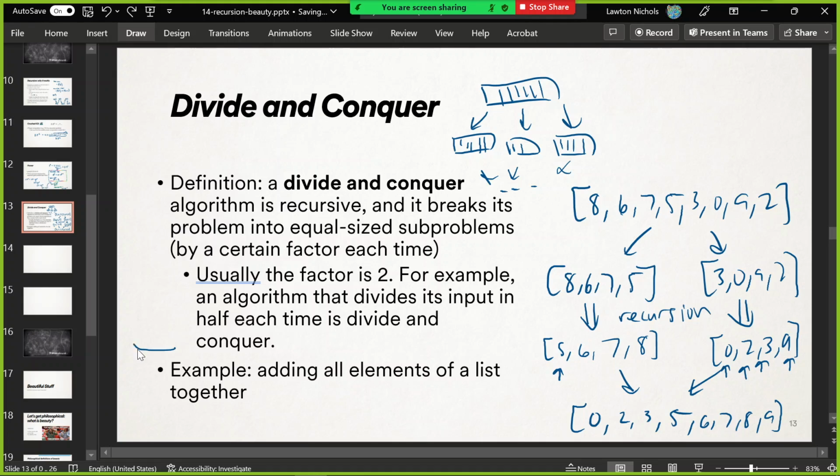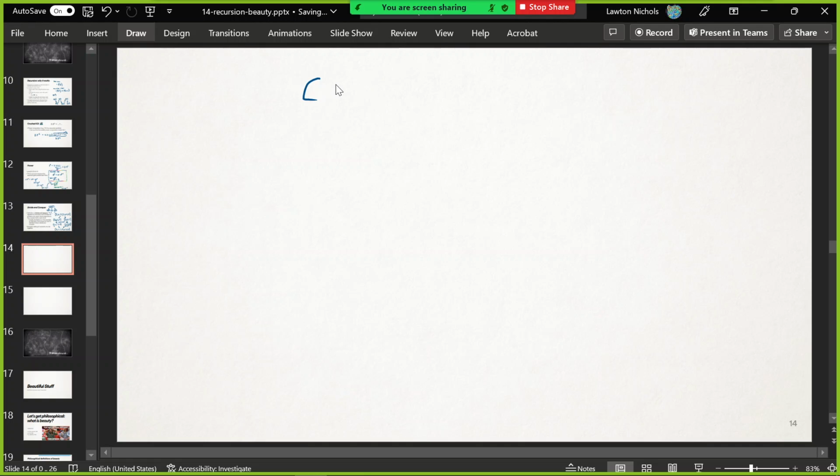And my silly example, we're not going to do merge sort. That would be a lot. That would be like a CSCI 41 kind of topic. Let's add up all the elements of a list. Let's do that in divide and conquer style. So let's take that same list. Why not? It was 8, 6, 7, 5, 3, 0, 9, 2.